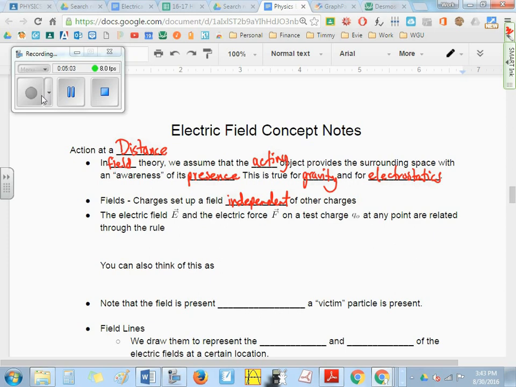The electric field is different from electric force. Electric field is different from electric force. And I'm going to fill in this blank down here: electric field is present whether or not the victim charge is present.